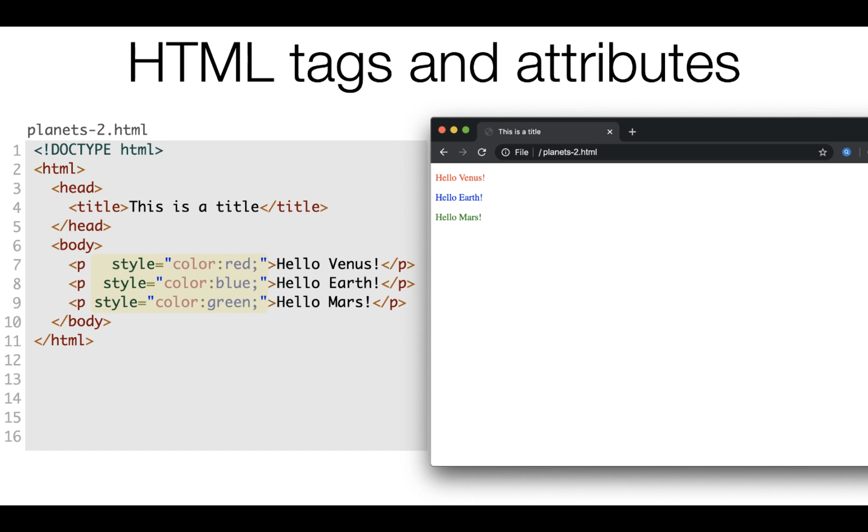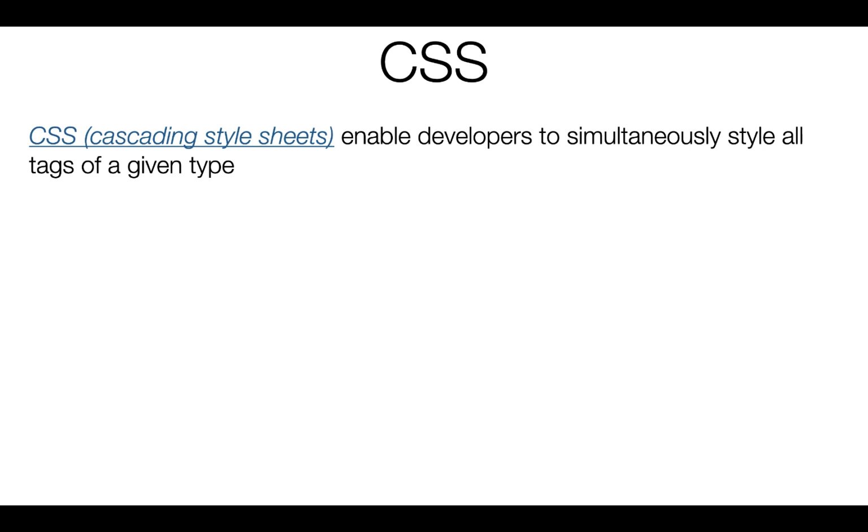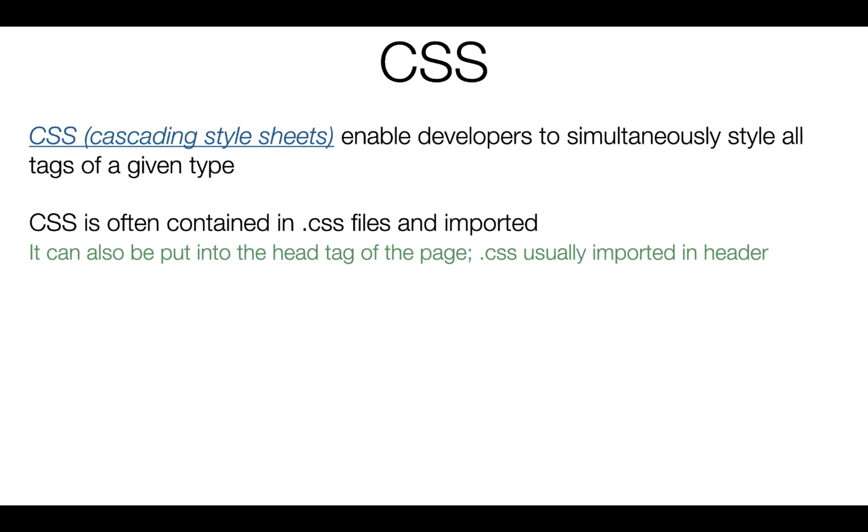Those come in through something called CSS, or cascading style sheets. These enable developers to simultaneously style a whole bunch of tags of a given type. So let's say every time you have a paragraph tag, you want to colorize your text in a particular way. That would be enabled by CSS. Usually CSS is actually contained in other files with the file extension .css, and then it's imported in the header of the HTML file. That's not always how things happen, but it is very typical.